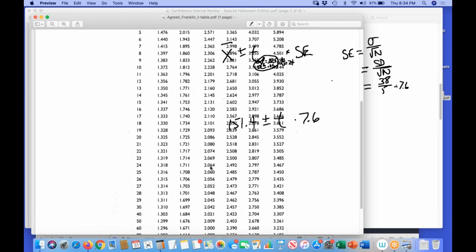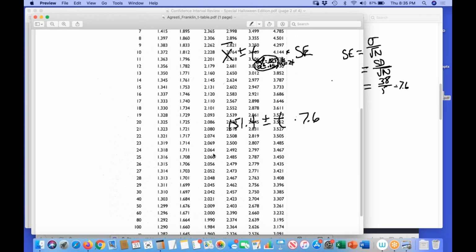What are we doing here? We're adjusting for the use of the standard deviation of the sample instead of sigma for the population. So what does this do? This is a bigger number than 1.96. So when we multiply it times 7.6, the standard error, we're going to be adding and subtracting a bigger number from X bar, which makes the confidence interval a little wider, making up for our extra level of uncertainty, right?